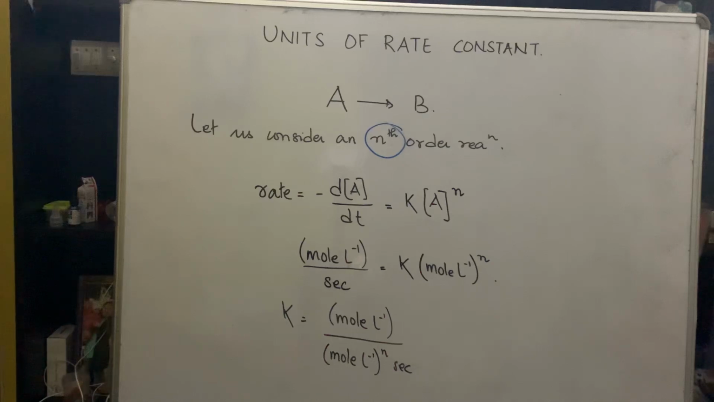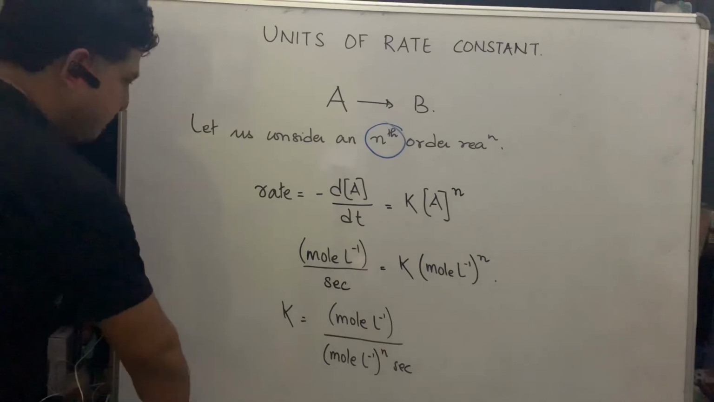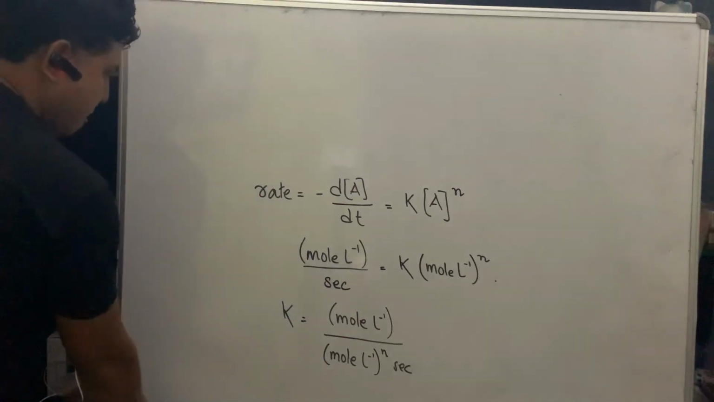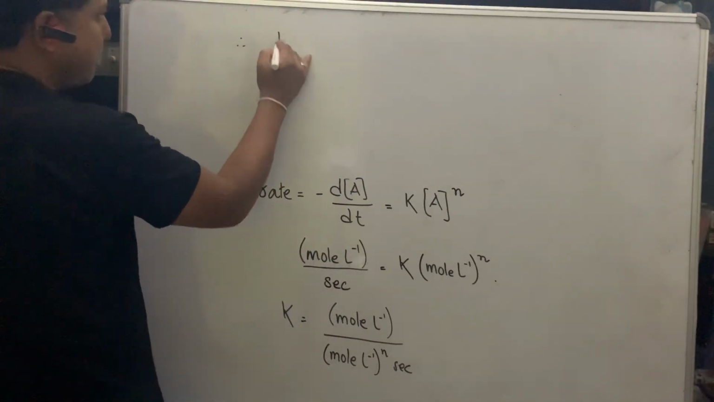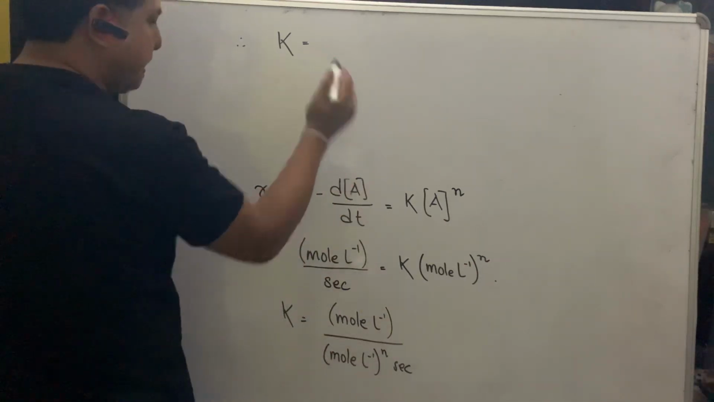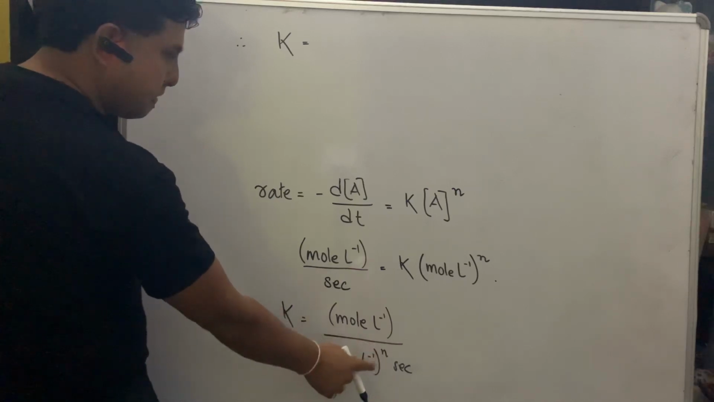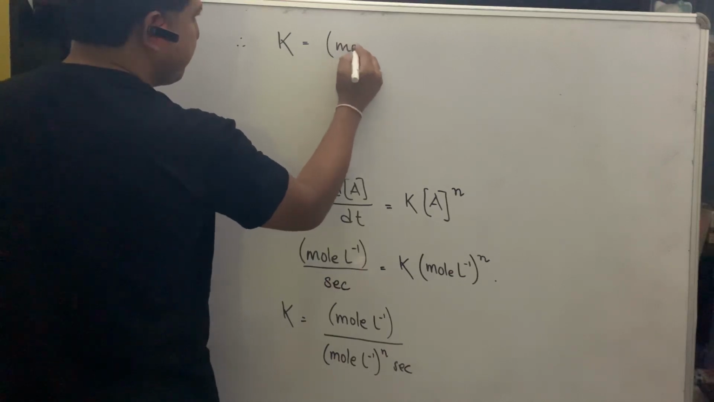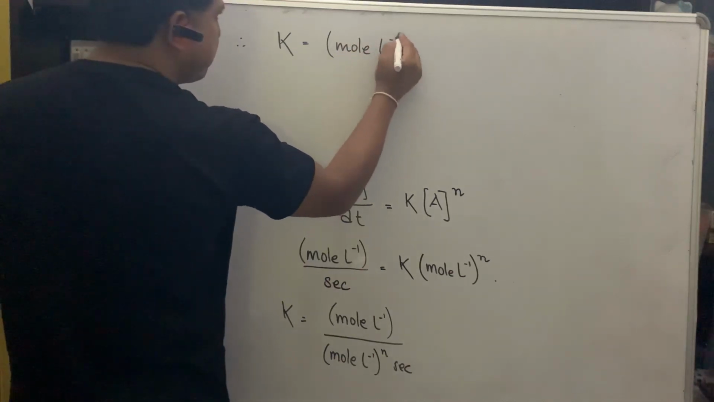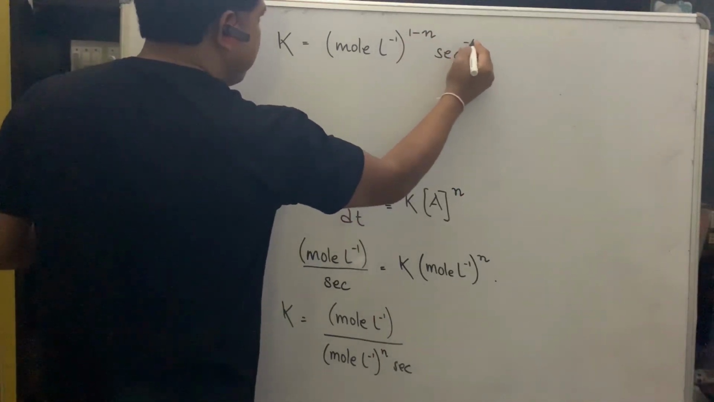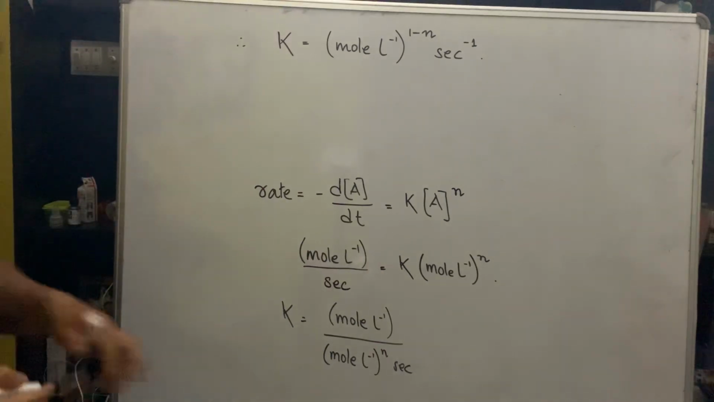Fine. So I'm just simplifying the expression. Okay. So therefore, K will be equal to, if I take this in the numerator side, since these are the same base, powers can be added. So the general expression for the unit of K will be mole per liter to the power 1 minus n, second inverse. So I'm taking everything to the numerator side.